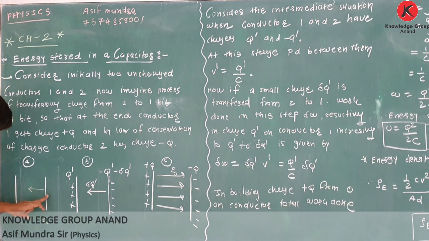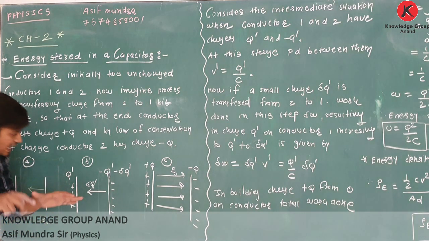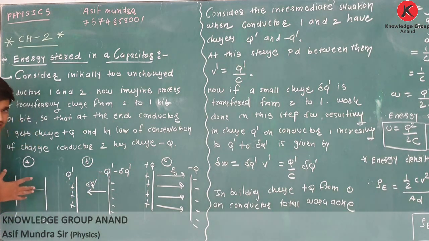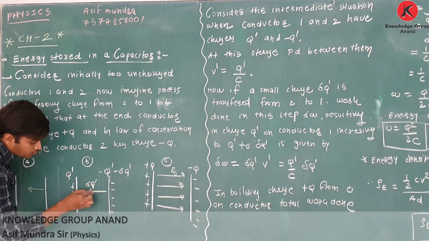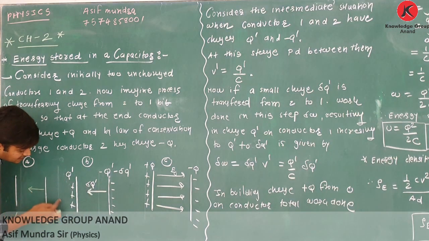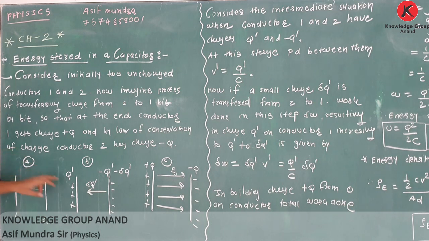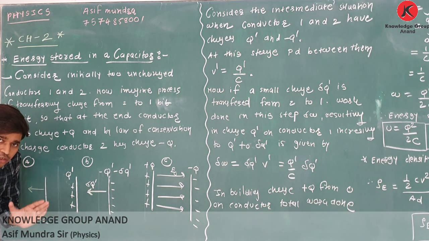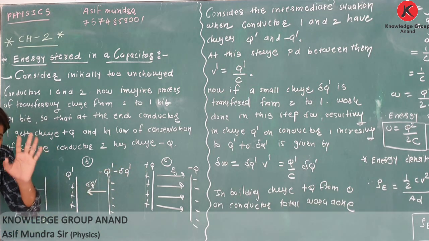Clear? Again, initially these two plates are uncharged. Step by step, we bring charge from conductor 2 to conductor 1. At some intermediate stage, charge on this plate is Q dash, on this plate it is minus Q dash. Now if I am taking del Q dash charge from conductor 2 to conductor 1, against the repulsive force I have to do some work. So how to find this work? First of all, we will find the work to transfer this del Q dash charge, and then to transfer all the Q charge, we will take its integration.